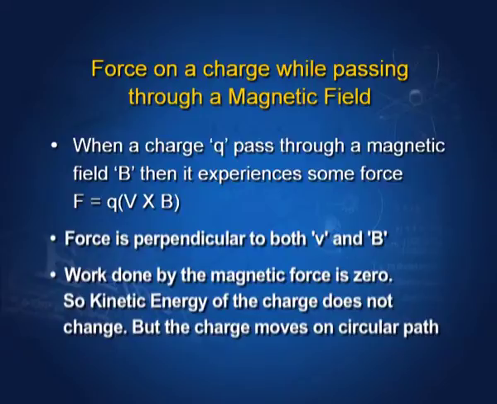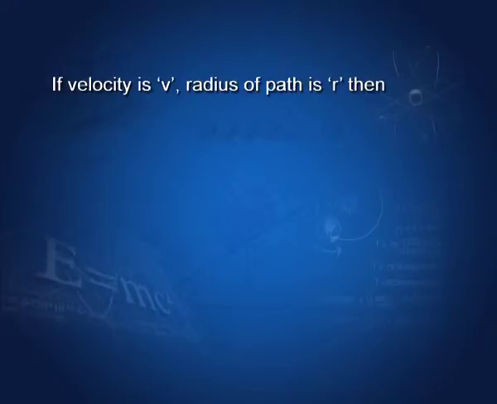However, as the direction of the charged particle is changing, the velocity of the charged particle is changing, and under the action of this force, the charged particle moves on a circular path. If velocity is v and radius of the path is r, then it requires the centripetal force mv square upon r, which is balanced by the magnetic force. That means Bqv, the magnetic force, is equal to the centripetal force mv square upon r. That means velocity v equals Bqr upon m.